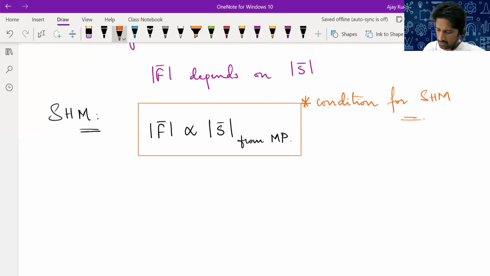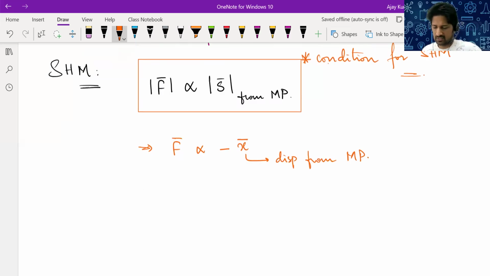So if you write it in vector form, it becomes like this: F proportional to minus X. Actually, we should write F proportional to minus S, where S stands for displacement from mean position. But usually in all books, even in question papers, it is taken as X. But you need to remember, X does not represent the position of the object. It represents the displacement from mean position. Okay, you can write it as S also, nothing wrong in that.